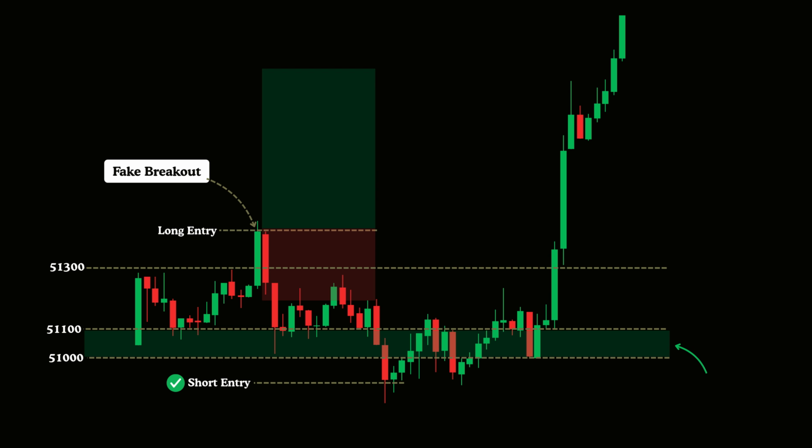If you had combined the smart money concept with simple price action, you could have avoided falling into this trap.